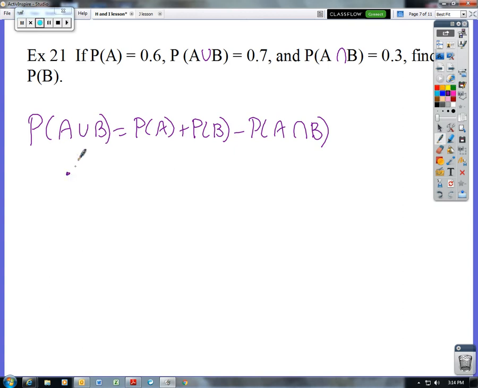A union with B is 0.7. Probability of A is 0.6. Probability of B we don't know. And A intersect B is 0.3. And so then you just solve, what is that? Minus 0.3. It's going to be 0.4. And that one is done.